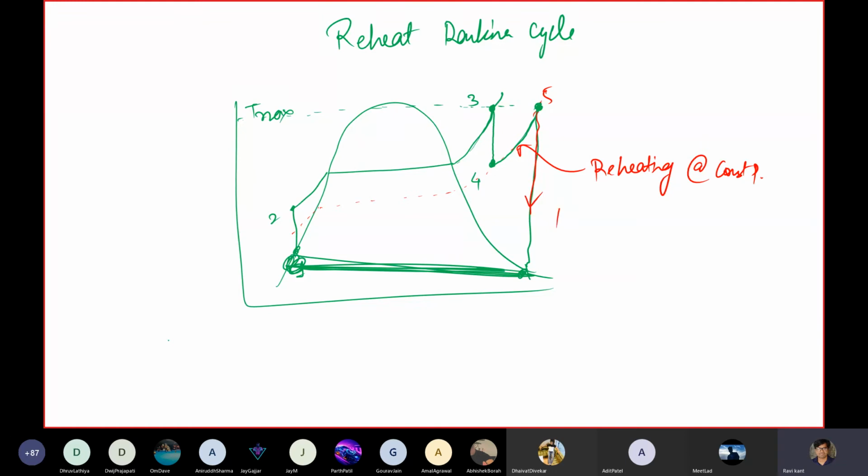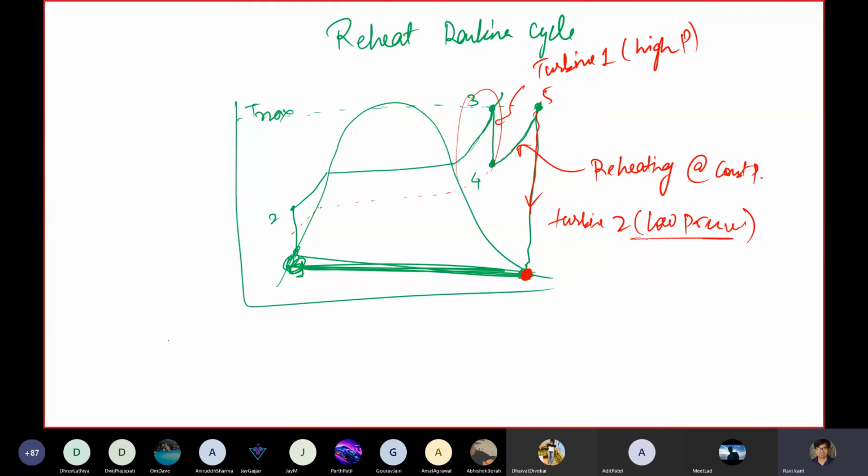It is expanded by turbine 2, and this was expanded in turbine 1, which is called the high pressure turbine, because it works at high pressures. And this is called the low pressure turbine, because it is expanded at very low pressures, at condenser pressures. It works at relatively lower pressures. So this is called turbine 2.